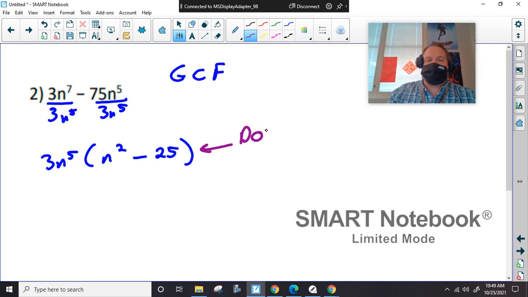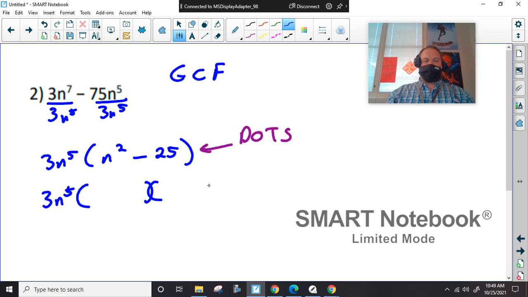Now, this part right here is the difference of two squares. I just said it before I did the dance. Because n is a perfect square, 25 is a perfect square. Then you stop.